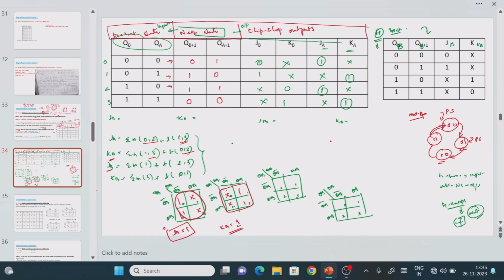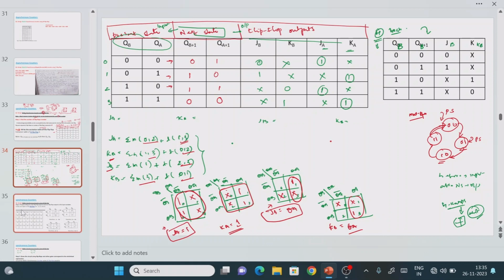Next we will find the output for the JB, right? So this K-map I am considering for the JB. What is the minterm value? 1. What are the don't care conditions? 2 comma 3, right? Now which don't care is useful? This one only, right? So it means that JB equal to QA, right? So finally we need to find out the KB. What is the minterm value? 3, right? So here 3, then 0 comma 1 are the don't cares. So the answer will be KB equal to QA.